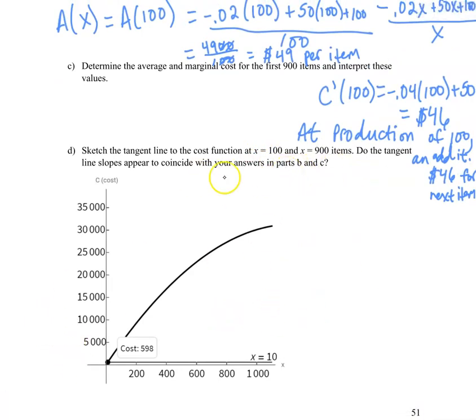So what we're saying is at 100 would be down here somewhere. So this is the original cost function, C of x. And the slope of my tangent line, maybe it would look something like this. And that would be my marginal cost. The slope would have been C prime at 100. And remember, previously we calculated that. It was 46. At 900, I didn't calculate that, but I'm going to cheat a little bit and use Desmos to get the marginal cost at 900.